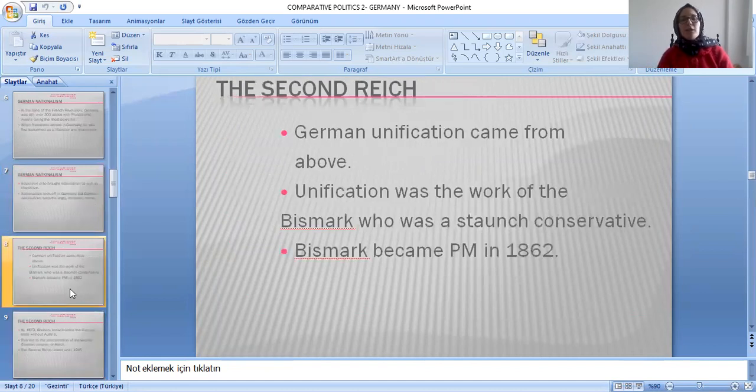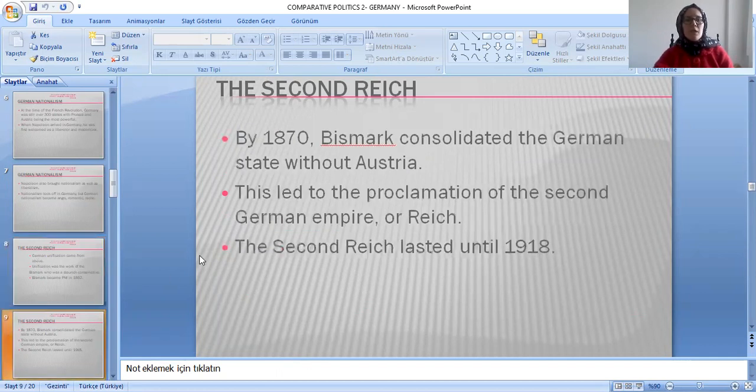The Second Reich. German unification came from above. Unification was the work of Bismarck, who was a staunch conservative. Bismarck became prime minister in 1863. So I think Bismarck is not written like this. I'm not sure actually. The Second Reich. By 1870, Bismarck consolidated the German state without Austria. This led to the proclamation of the Second German Empire, or Reich in other words. The Second Reich lasted until 1918.